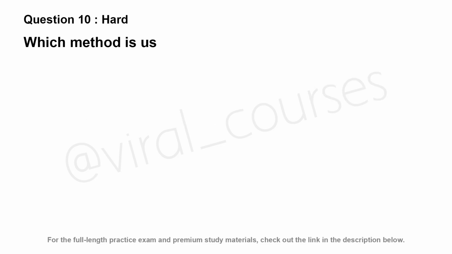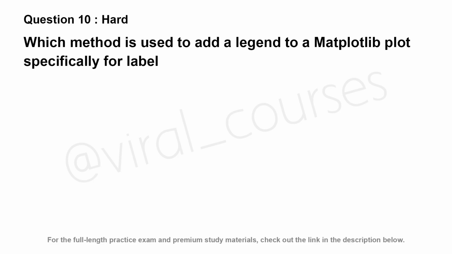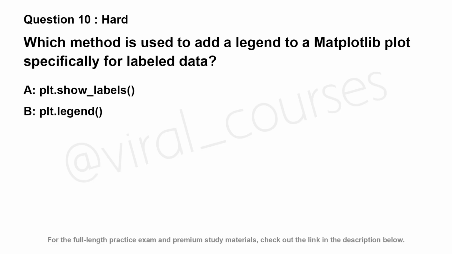Which method is used to add a legend to a Matplotlib plot specifically for labeled data? Option A, plt.show_labels. Option B, plt.legend. Option C, plt.key. Option D, plt.info.